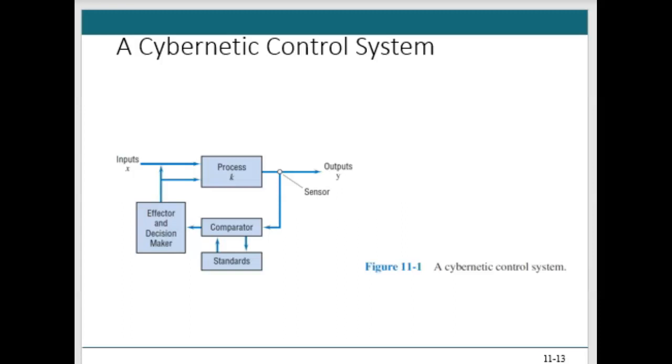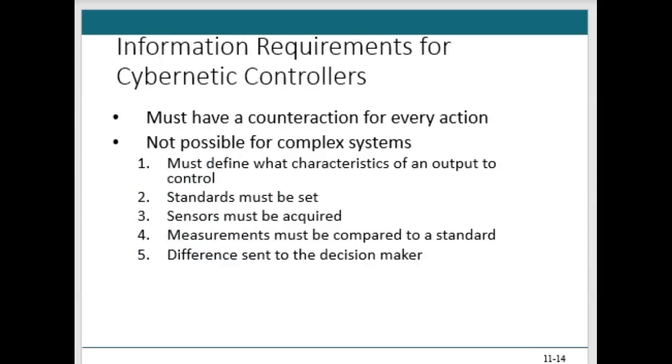And so cybernetic control systems, they act to reduce deviations from the standard. And this is called a negative feedback loop that we want to consider in the work we're doing. There are, of course, information requirements for cybernetic controllers. So we need a strategy to aid the project manager in developing this control system.